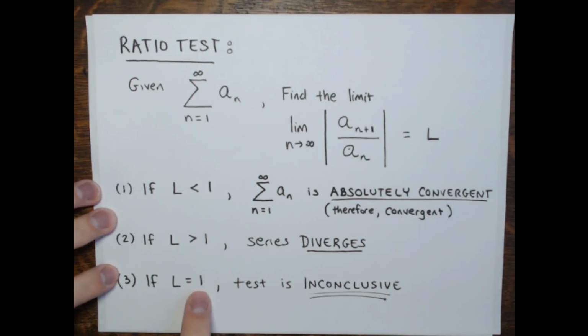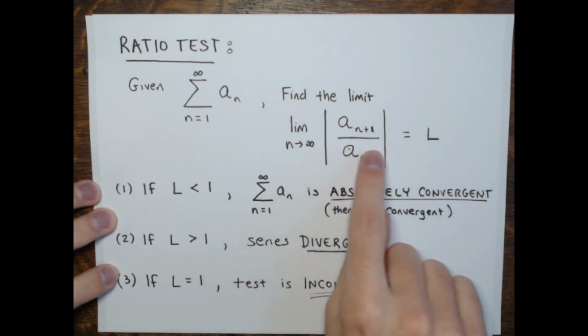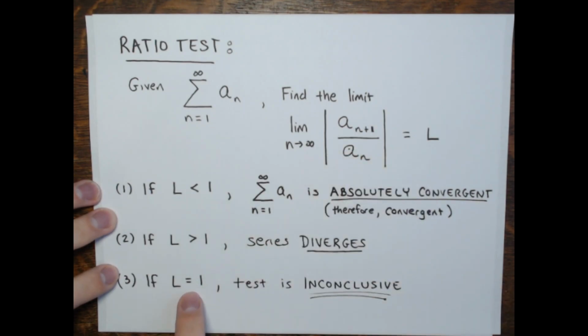And this last case is the ambiguous case. If L equals 1, if this limit equals 1, the test is inconclusive. You can't tell. The ratio test doesn't say anything about the convergence or divergence of the series. We'd have to go and try some other test.